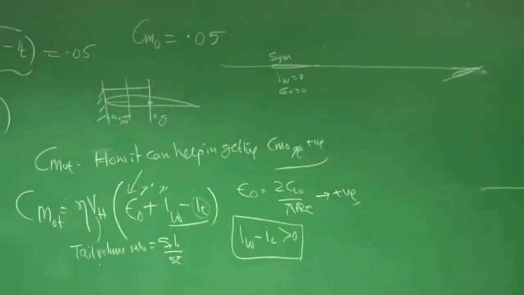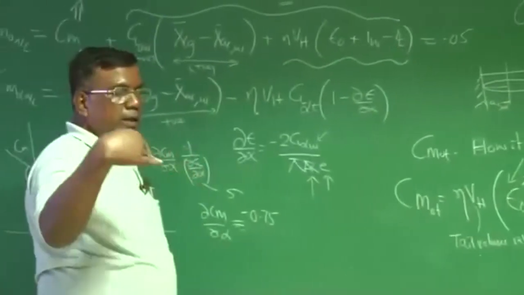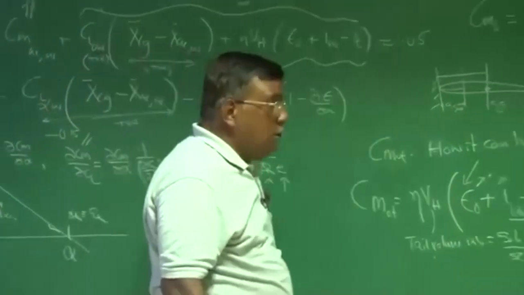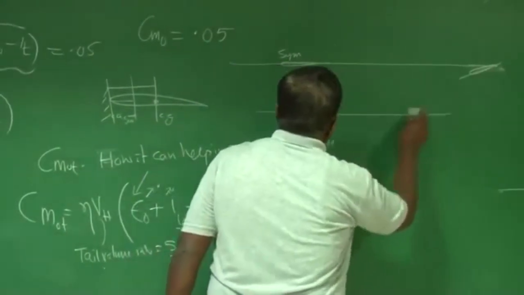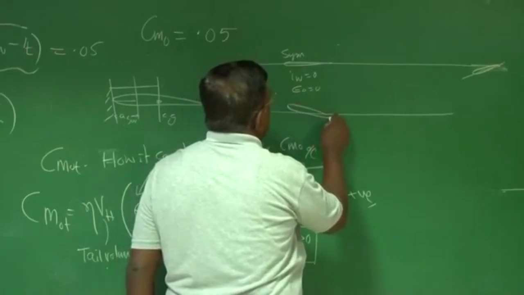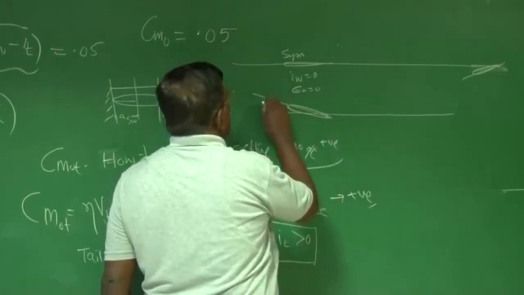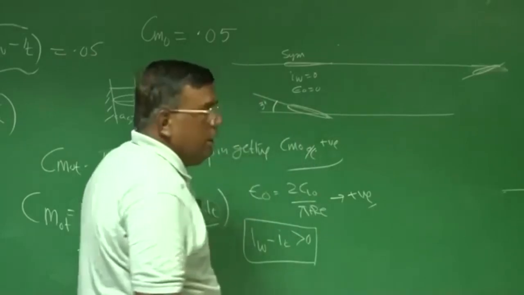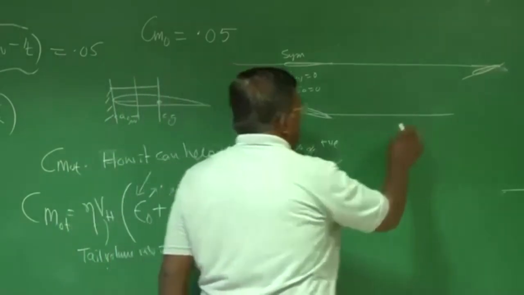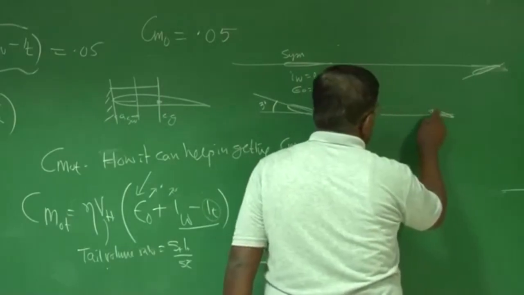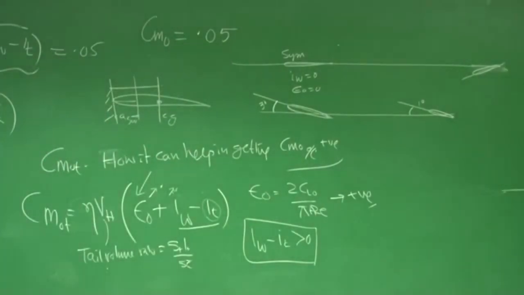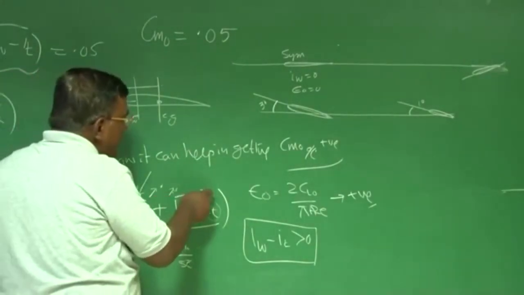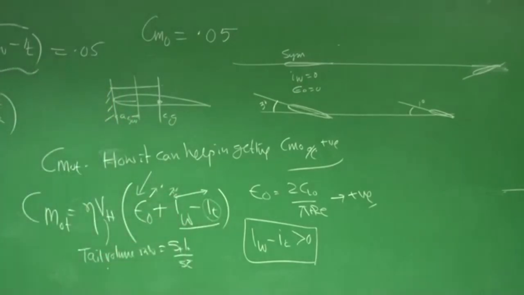So the solution is, okay, you do this. How am I laying the wing? No wing setting angle, however, there is some tail setting angle. It also means that I can do it like this. See, I put a tail setting angle of, let's say, 3 degrees, right? I do not give a negative tail setting angle, I give a positive tail setting angle, but the wing angle is 1 degree. Do you see this? Then also IW minus IT is becoming positive, and I can generate CM naught positive.